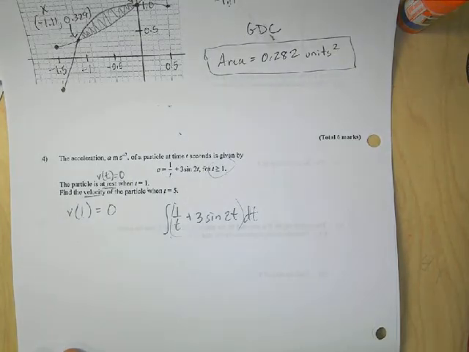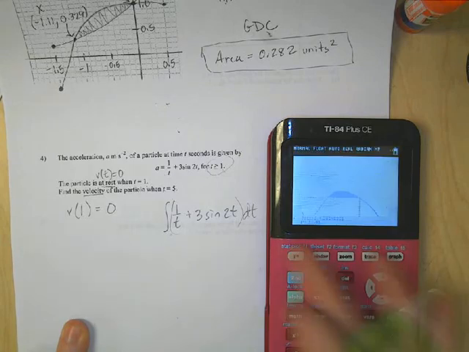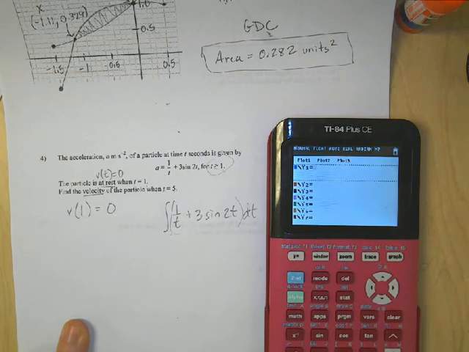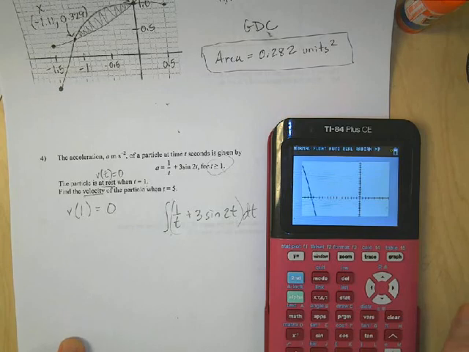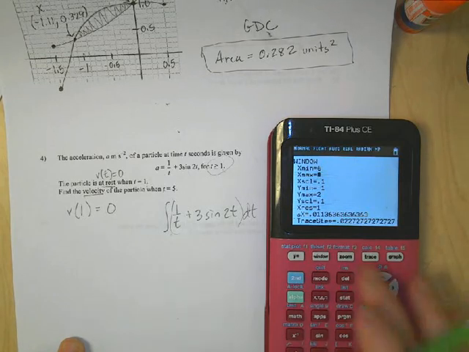Oh, you know what? I just realized we can do this a much easier way. I think there's a couple ways we can do this. So let me just try something real quick. I think that we can just put this in. So 1 divided by x, because we don't have a t, right? Plus 3 times sine of 2x. Okay, so if I graph that, and window, I'm going to go to standard window. Oops, sorry, what am I doing? Standard window.